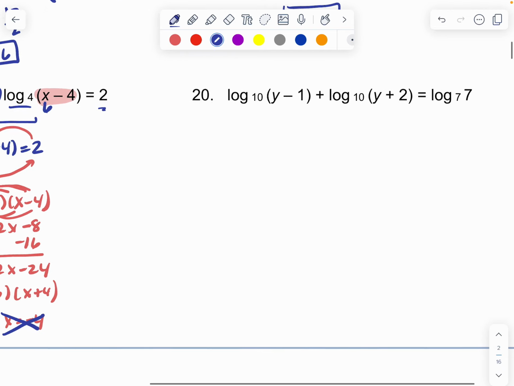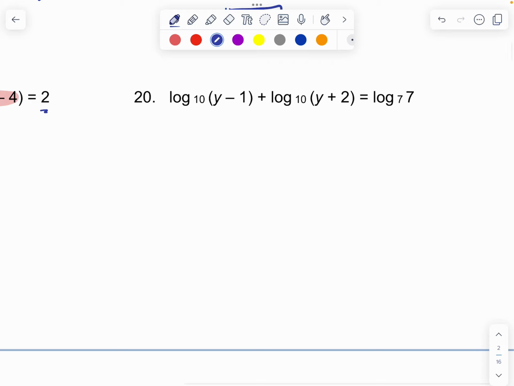Okay, number 20 looks a little funny because you have different bases, a 10, and a 7. Don't panic because log base 7 of 7 equals a big fat 1, okay? So because I have two logs here, let's go ahead and condense. So I have log base 10 of, now I'm adding, that means when I condense, I'm going to multiply.